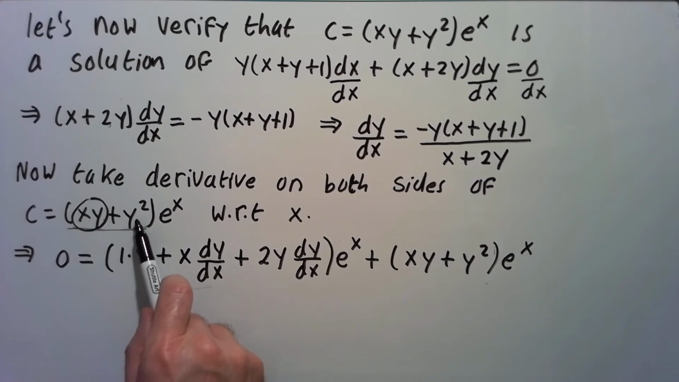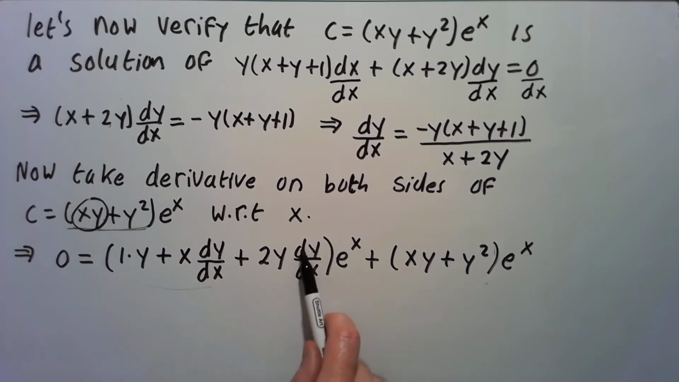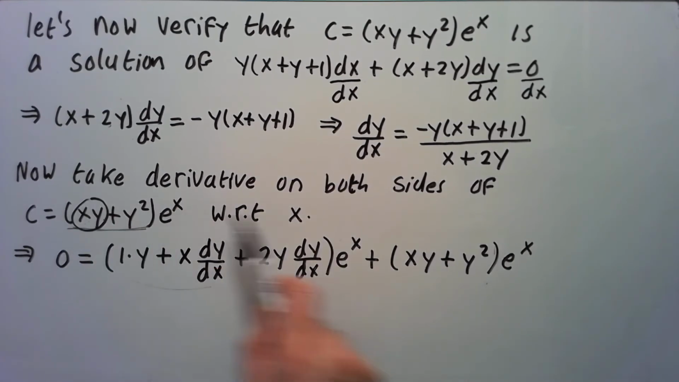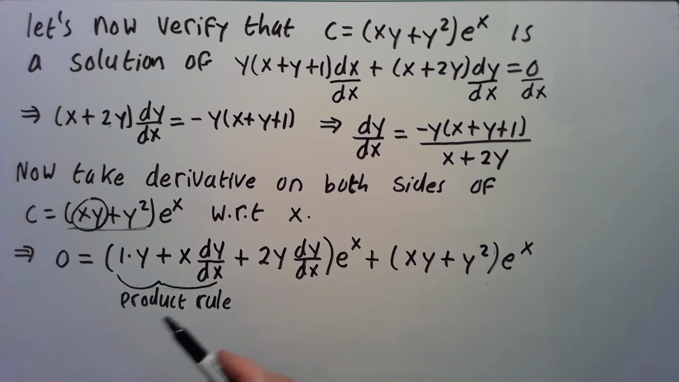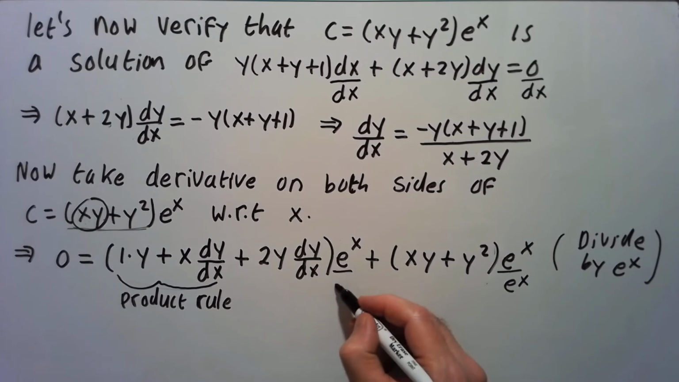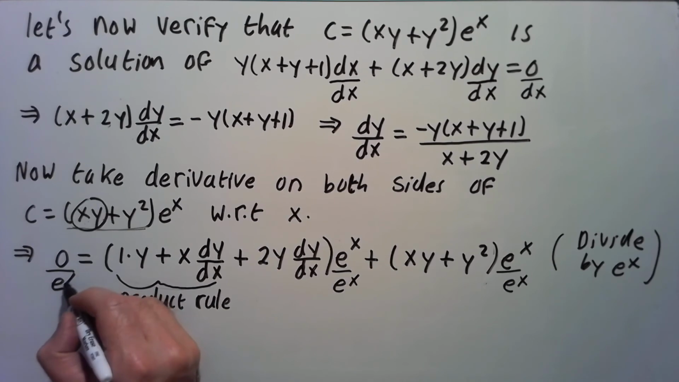Then the derivative of y squared using implicit differentiation, or chain rule, will be 2y times dy dx, times e to the x. That's the derivative of the first function times e, plus the first function, which is xy plus y squared, times the second, but the derivative of e to the x is itself. Again, this was a product rule. Now I'm going to divide both sides by e to the x, here, here, and here. The e to the x's will just go away.